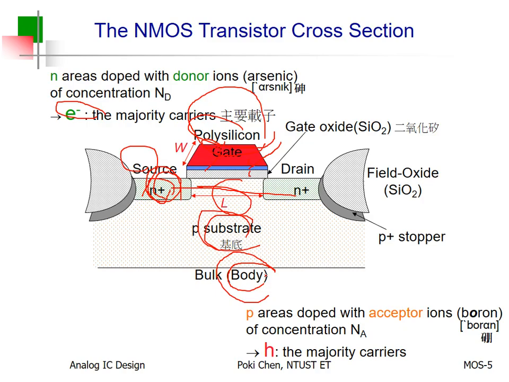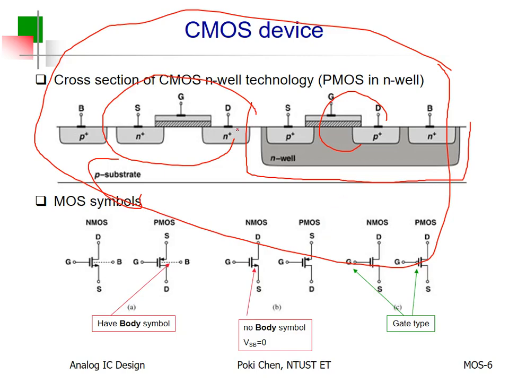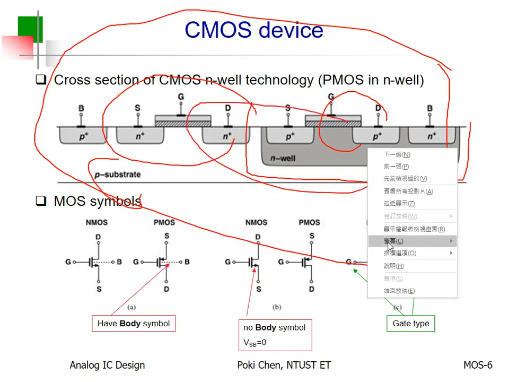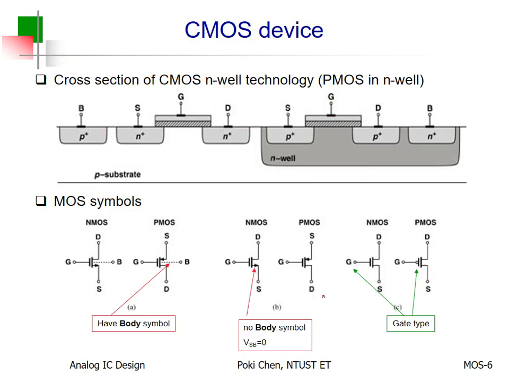Okay. And how about digital IC designers? Oh, just forget about it. They can live happily. Okay. That is the better view, the complete view. On the same substrate, you can fabricate not only NMOS but also PMOS.